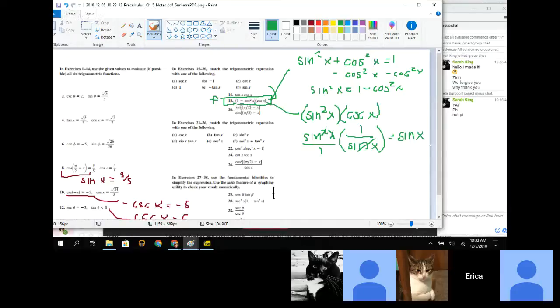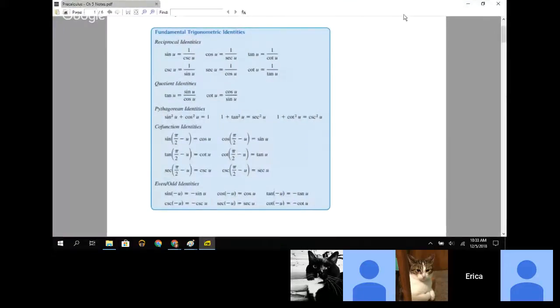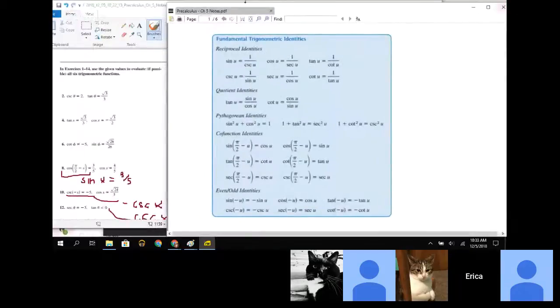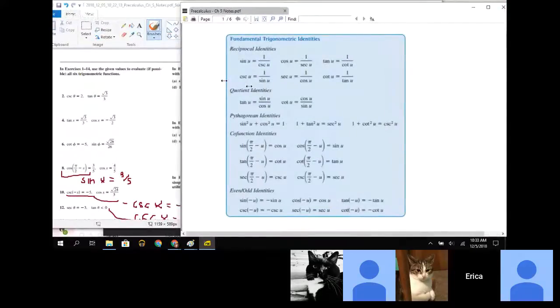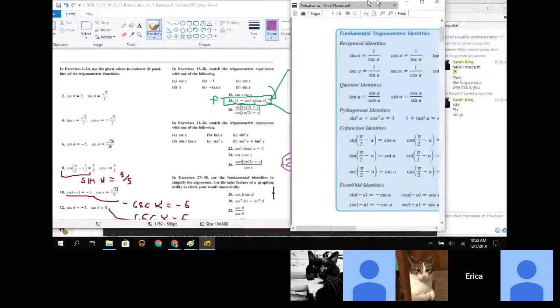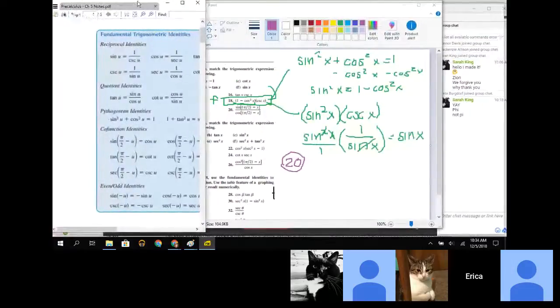Well, actually, let's just do number 20 really fast because that one's easy. So if you see number 20 there, we have the sine of pi over 2 minus x over the cosine of pi over 2 minus x. So what is another way to write the sine of pi divided by 2 minus x? Again, look back at your sheet. Let me make this sheet smaller here. And it's okay to refer back to this, okay?